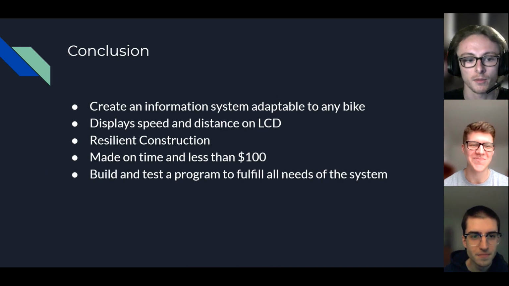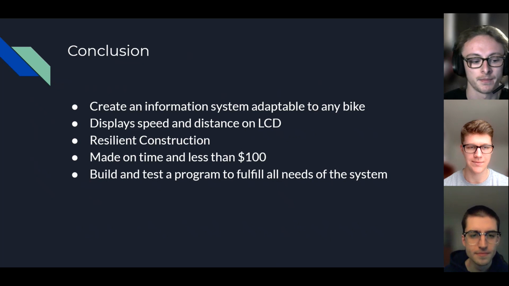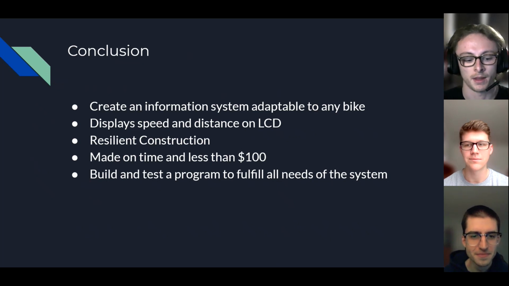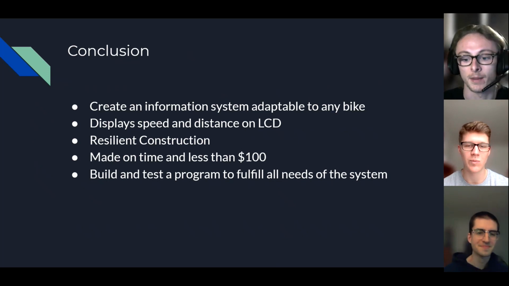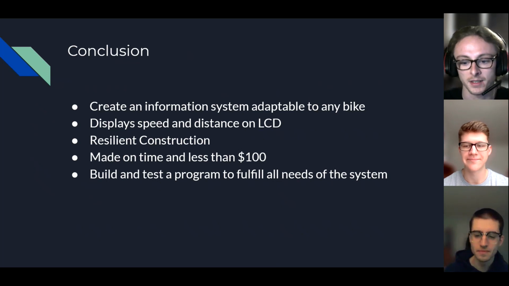So in conclusion, we plan on creating an information system adaptable to any bike, which will be able to display speed and distance on an LCD between the handlebars. This will also be built with resilient construction, meaning that it will be able to withstand some of the weathering and environmental things that can come on being on a bike. We also want to make this on time and within our budget of $100. And finally, we will build and test a program to fulfill all the needs of the system.